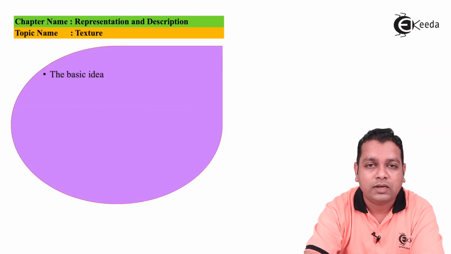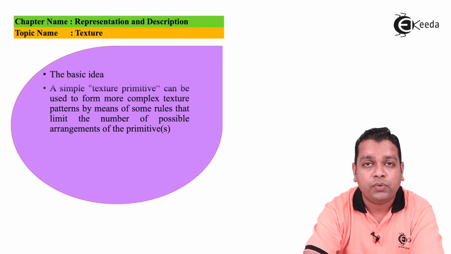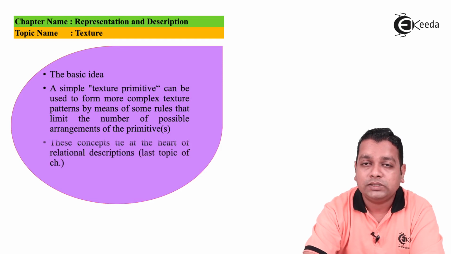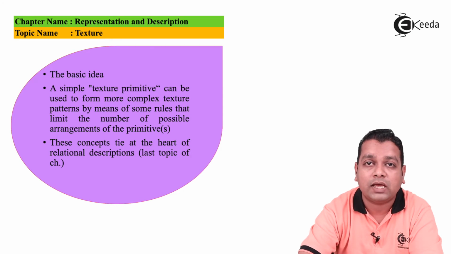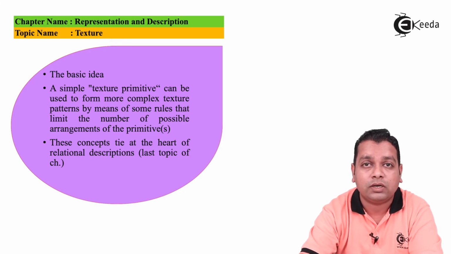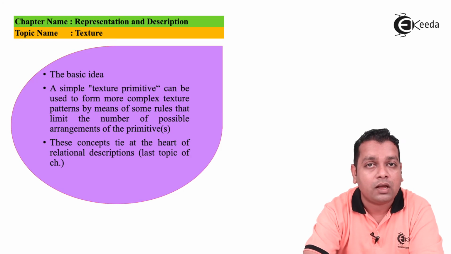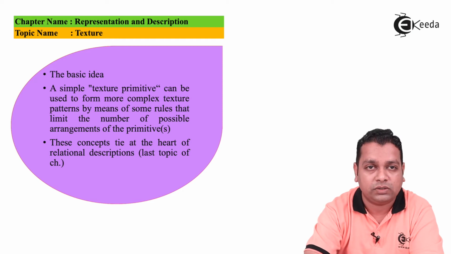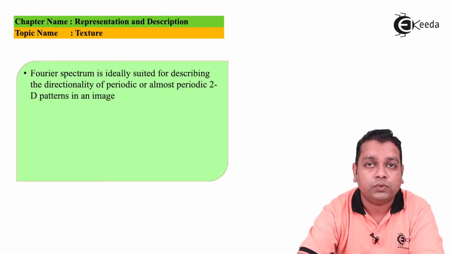Now the basic idea is that a simple texture primitive can be used to form a more complex texture pattern by means of some rules that limit the number of possible arrangements of the primitives. These concepts lie at the heart of the relational descriptors that we will address as the last topic to conclude our chapter, representation and description, and after that we can start with the last chapter of this subject, that is object recognition. Now the third approach with respect to texture that we shall be addressing is spectral approaches.